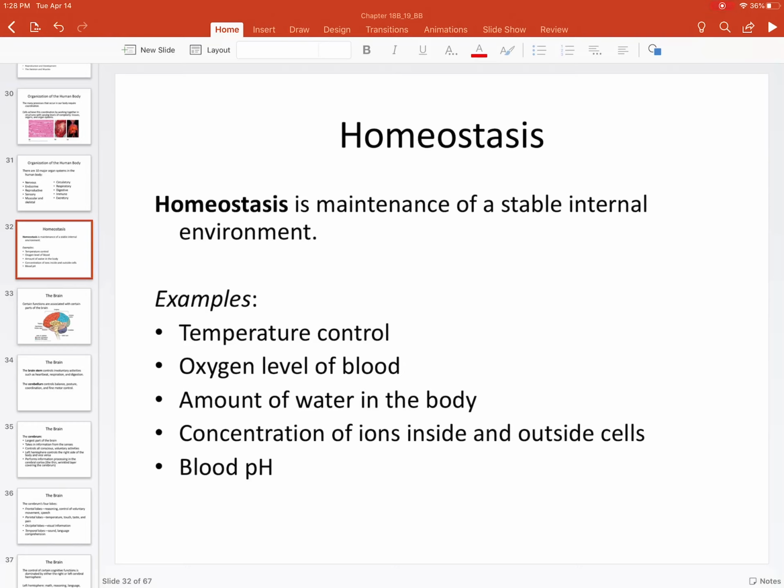The concentration of ions inside and outside your cell, so this is diffusion that we talked about before. Your blood pH: it's important that the pH of your blood stays right around, I think it's 7.2 or 7.4. Anything that deviates from that could be a sign of disease. In cancer, we see that the cells tend to be hypoxic, and so they have a higher pH than what we see in normal cells.